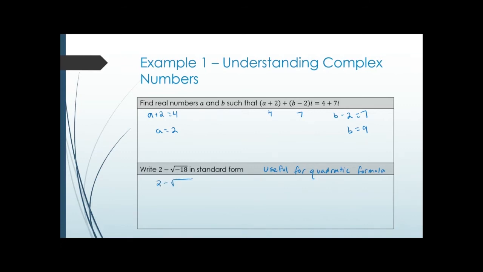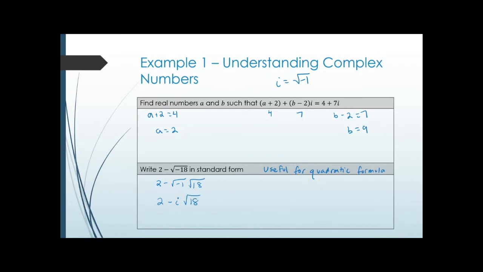If we have the square root of -18, this is the same thing as the square root of -1 times the square root of 18. So I'm just separating out that negative from the actual number portion there. And our definition of an imaginary number is that i is equal to the square root of -1. So that means I can rewrite this as 2 minus i, and then I have the square root of 18.